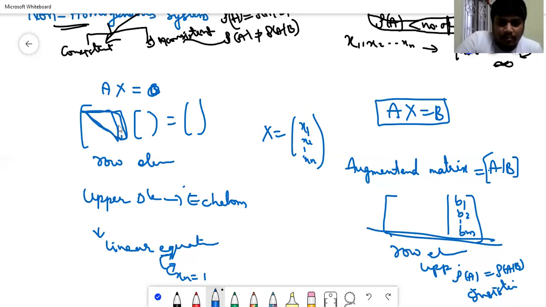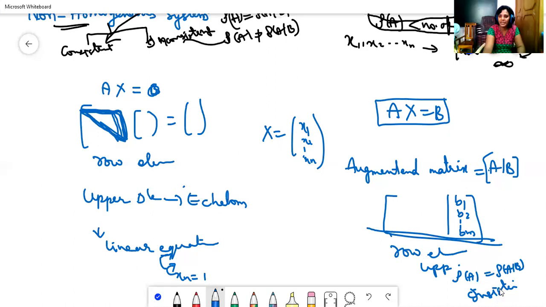Upper triangle matrix means the matrix where the non-zero elements are in the upper part, and it is called an upper triangular matrix. If the zero elements are there, that is nothing but lower triangle.